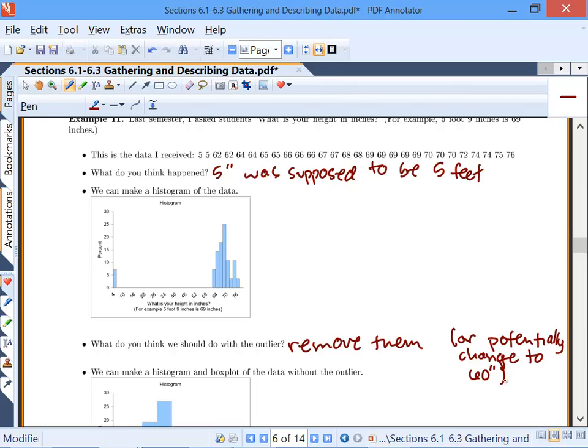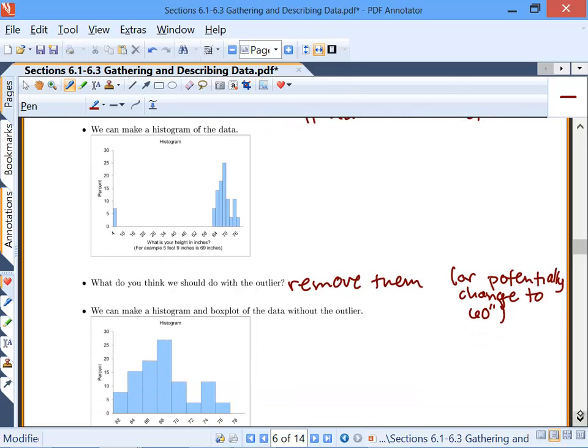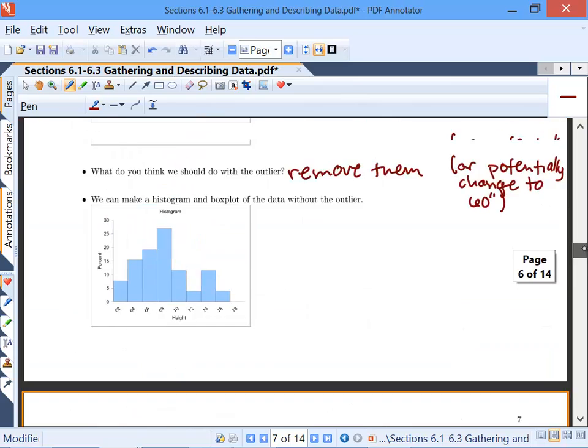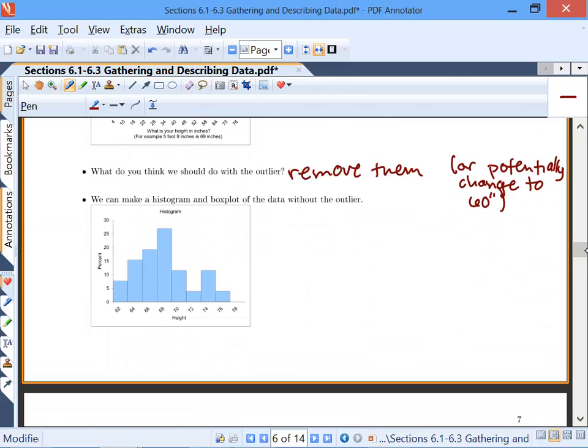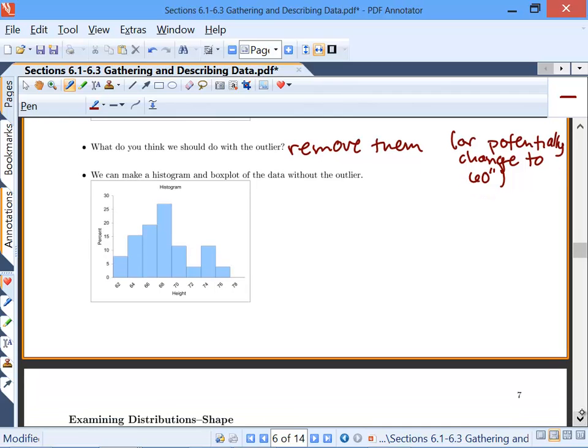So I would have the choice of just removing them or changing them to 60 inches. This is a good example of when I know that it was a misrecorded data point, so something I felt safe removing from the data set. If I remove it, this is what my histogram looks like. Notice it looks a lot better. I don't have that huge gap, and I can see a little bit more of the distribution because it broke it out into smaller classes, so I can see more of the shape. But again, when in doubt, if it's possible that the outlier could be a naturally occurring observation, you want to keep it in so you don't lose information.